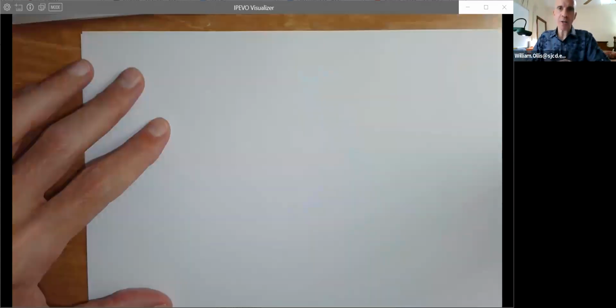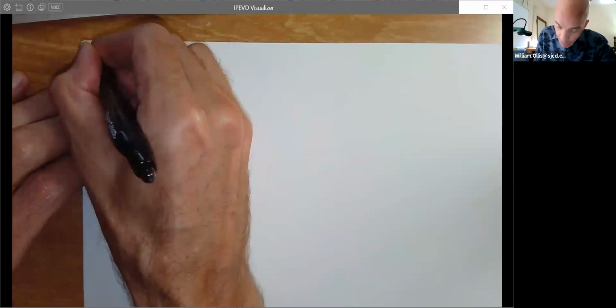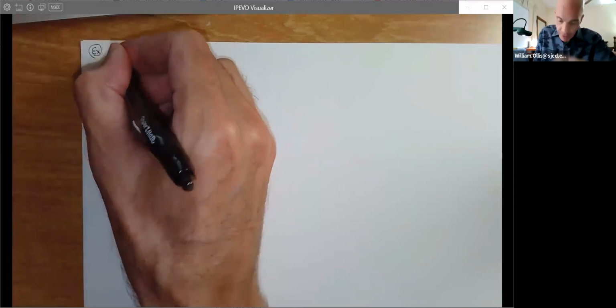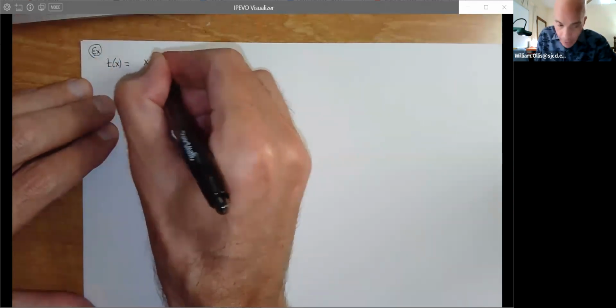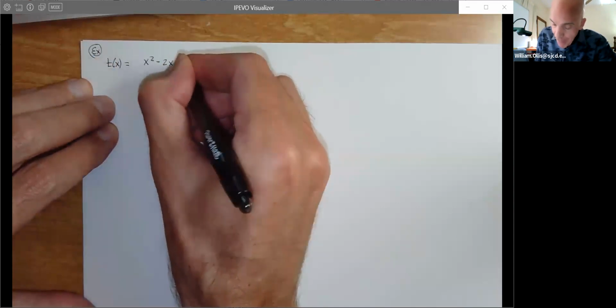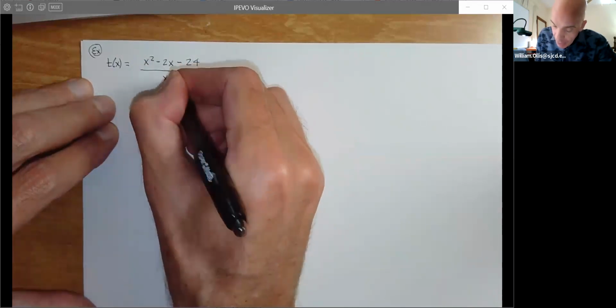Now, the next example looks like this. We want to look at the case where we actually get what we call the slant asymptote, and we want to see how we could actually do it. So this one is from your WebAssign. So we have T of x, here's an example. T of x equals x squared minus 2x minus 24, and the denominator is x minus 10.